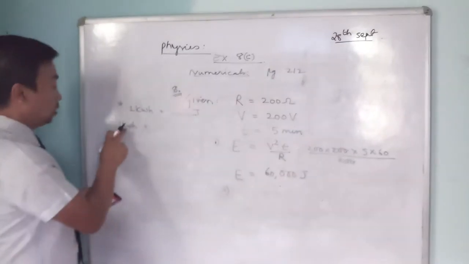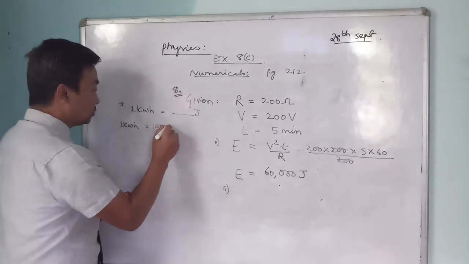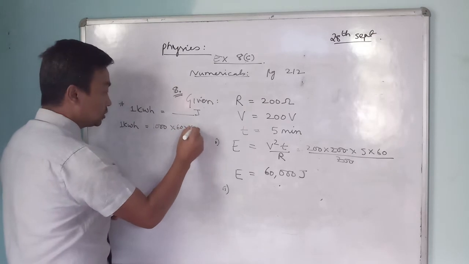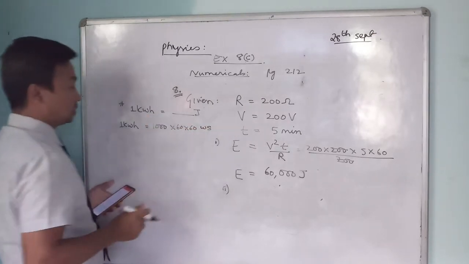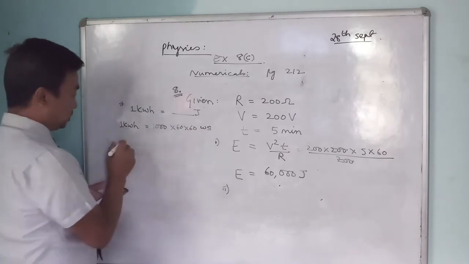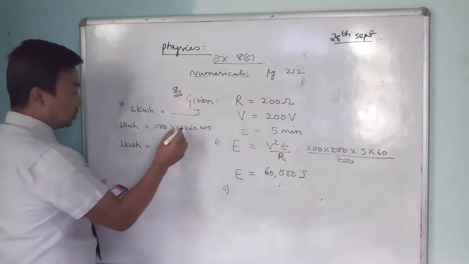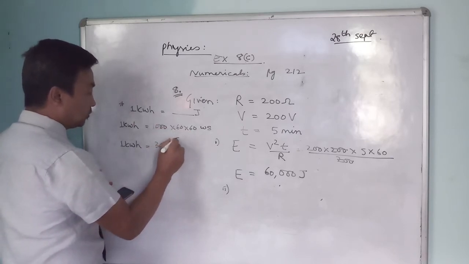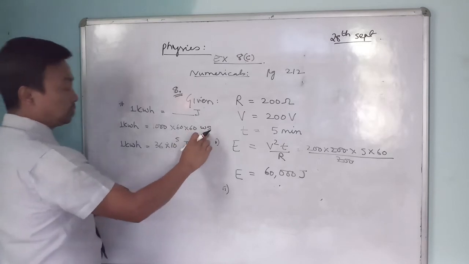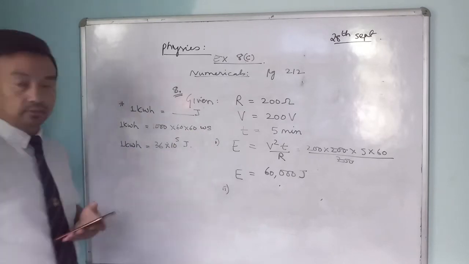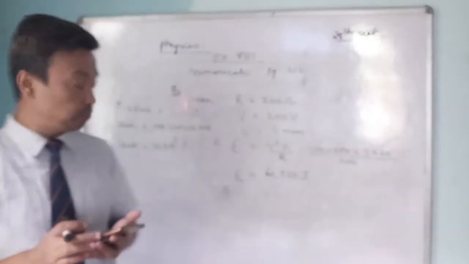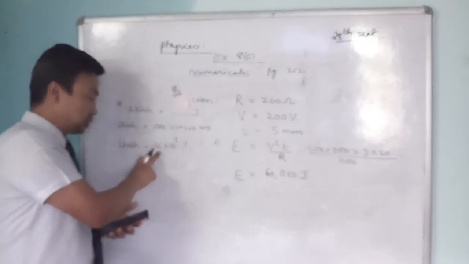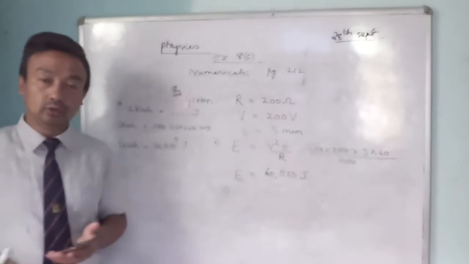So 1 kilowatt you change into watt, it becomes 1000. Hour you change into second, it becomes 60 into 60. So it becomes watt second. Okay, so if you see, 36, and 5 zeros. It becomes joule because watt is joule per second, second cancels. So this is the relation. 1 kilowatt hour is equal to 36 into 10 to the power 5, or if you put a point here, it will be 3.6 into 10 to the power 6.